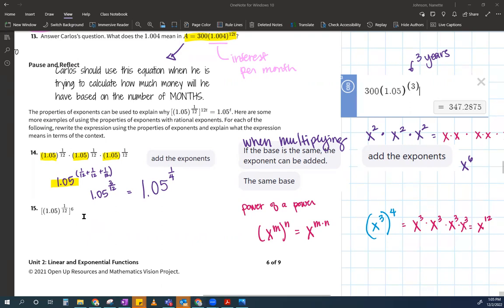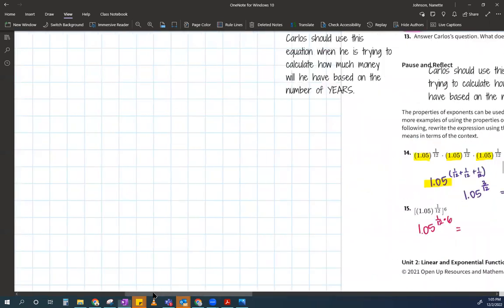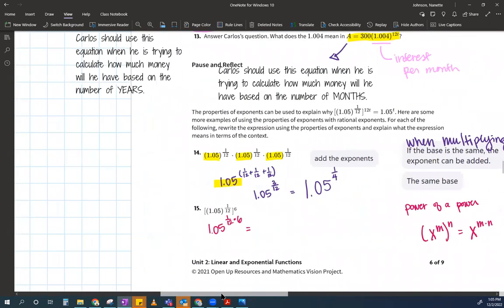Yeah, so someone says, hey, Miss Johnson, this is what I got. I got 1.05 to the 1/12 times 6, right? Which equals 6 times... okay, so over here, just off to the side, just so that we're all on the same page.